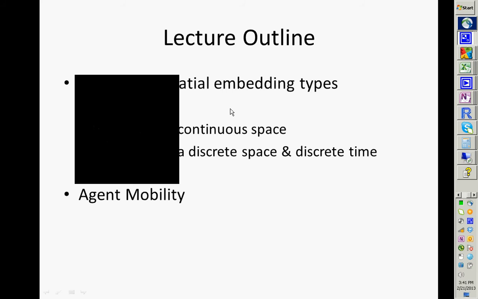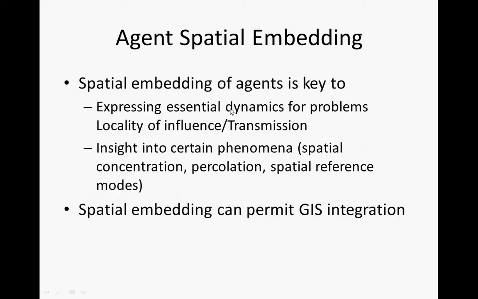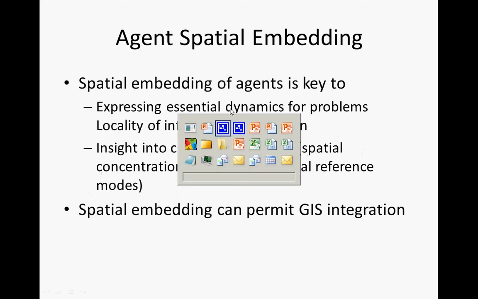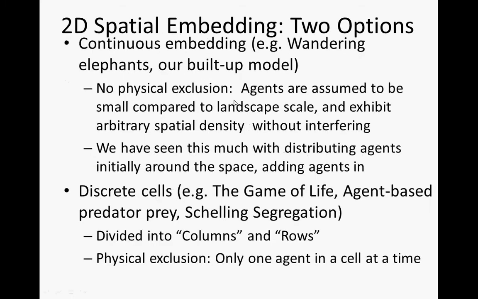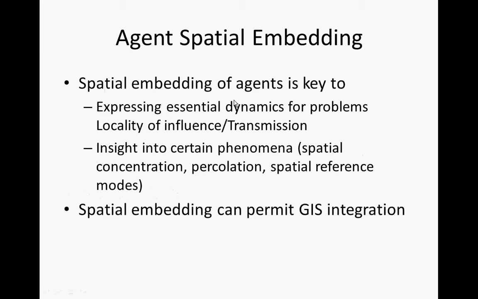and engaging in any potential use of spatial resources. Okay, so just a few comments on the spatial embedding of agents is key for certain types of questions. For example, capturing locality of influence or transmission, insights into certain types of phenomena, concentration of certain things in space, percolation effects, in some cases, spatial reference modes. So when we see certain behavior over space, for example. And spatial embedding is very useful in as much as it GIS.